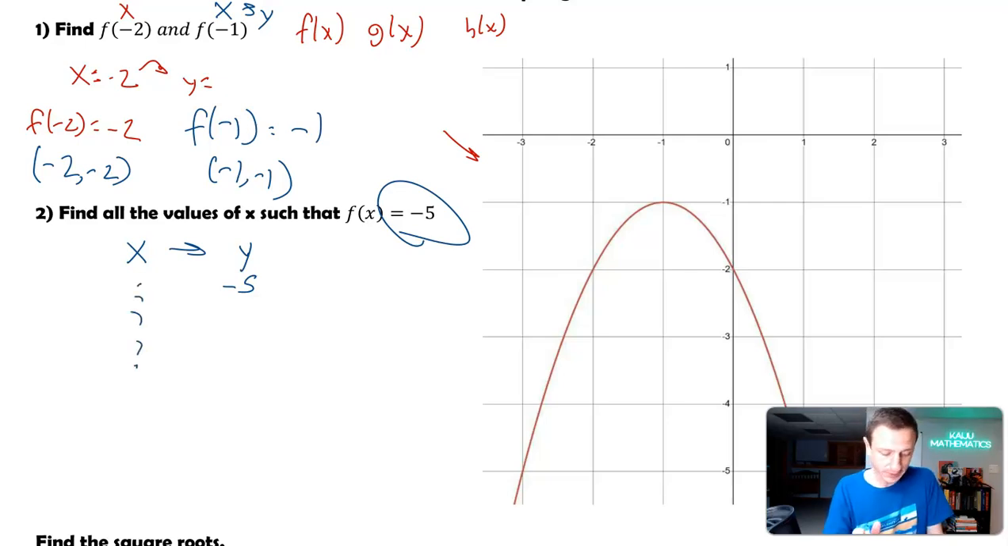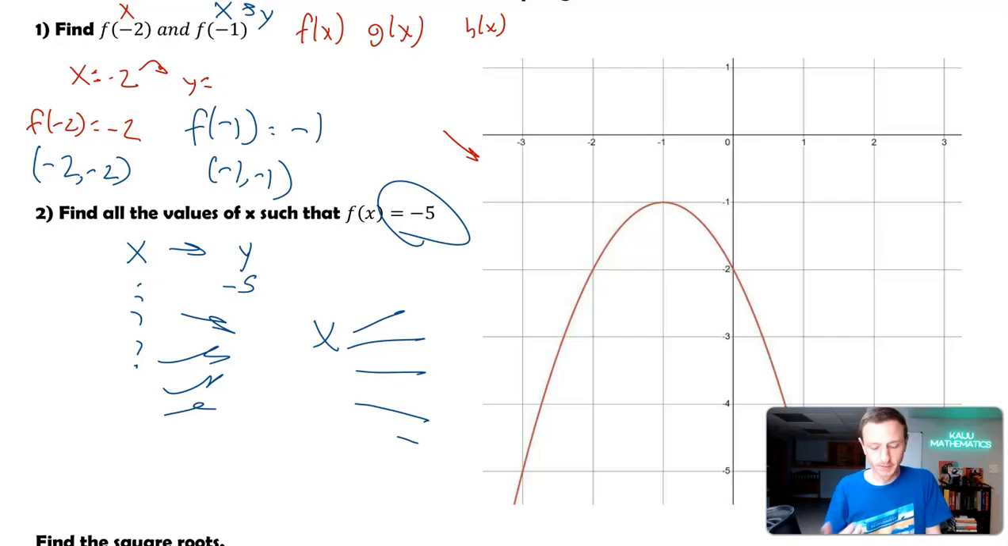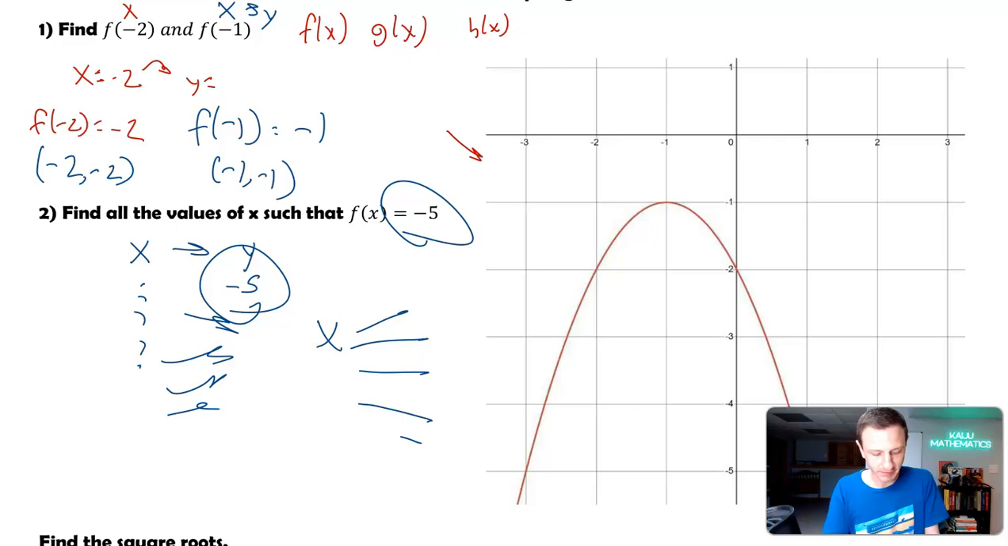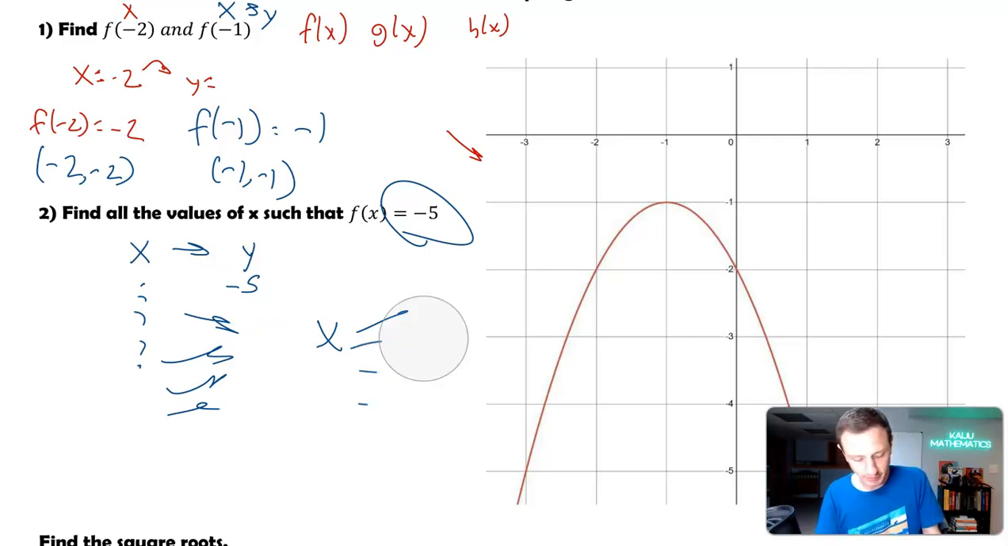It could be multiple x values, because multiple x values can go to the same y value, but an x value cannot go to multiple y values. So it's okay if 100 x values go to the single y value of -5. That's fine. But we just can't have one x value go to 100 different y values.